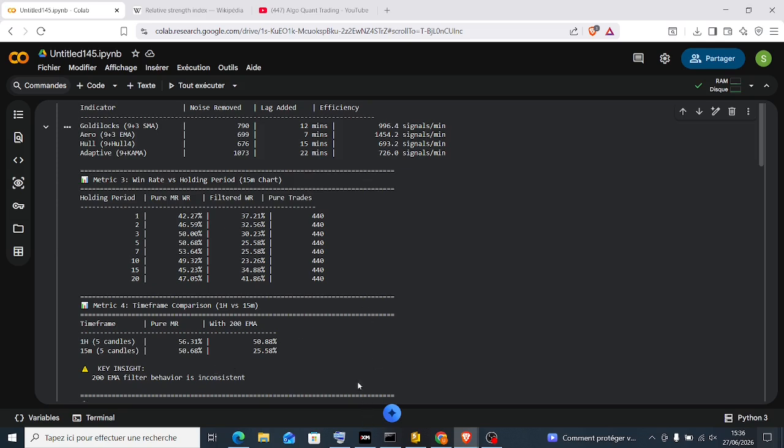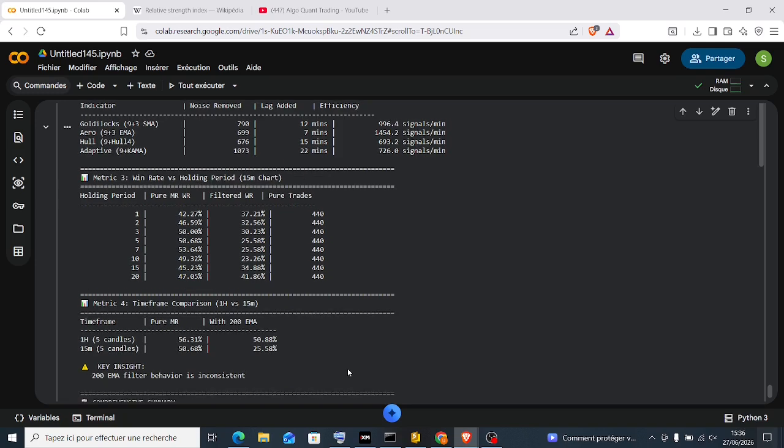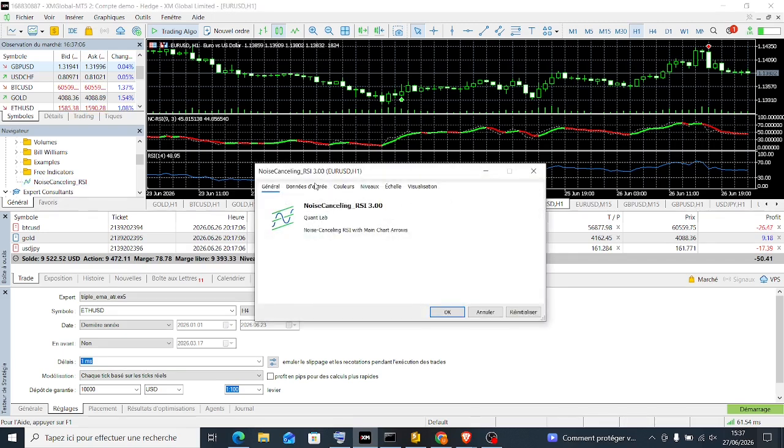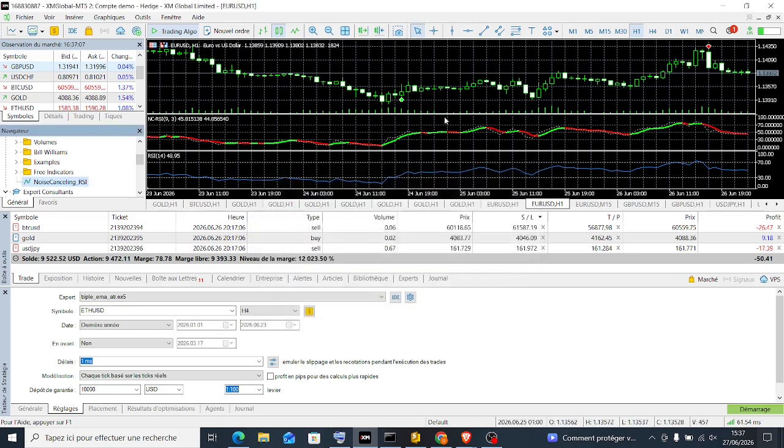Based on this research, I built the noise-cancelling RSI indicator for MetaTrader 5. Watch this. I'm loading it on the EURUSD 1 hour chart right now. See those green and red arrows appearing directly on the main chart? Those are visual markers. When the smoothed RSI crosses back above 30, you get a green buy arrow. When it crosses below 70, you get a red sell arrow. And when those arrows appear, you get an alert directly in your MT5 terminal. So you don't have to stare at the chart all day.